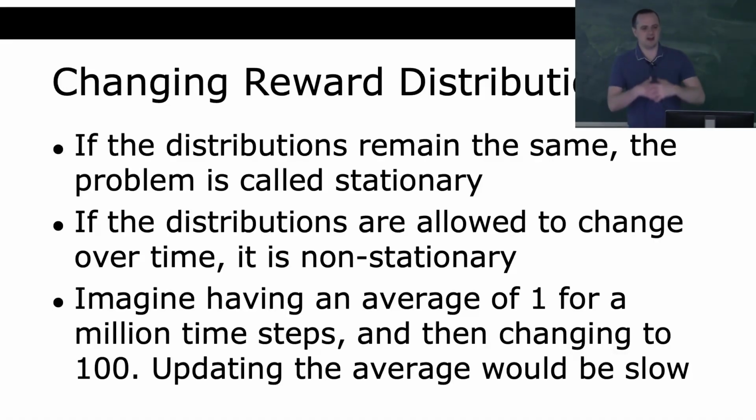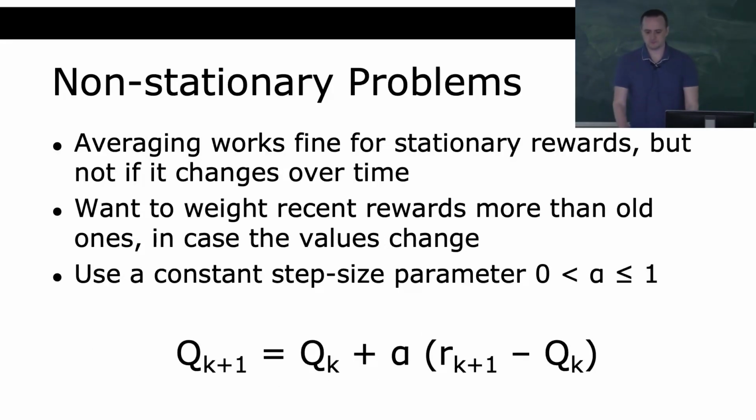So imagine having an average of 1 for 1,000,000 time steps, then we change it to 100. It will take a long, long time for that average to change. So for non-stationary problems, we're going to move away from the average. Averaging works fine for stationary problems, but not if it changes. So we want to weight recent rewards more than old ones in the case of value changes. So we're going to use a constant step size parameter. And that constant step size is going to be called alpha, and that's going to be between 0 and 1.